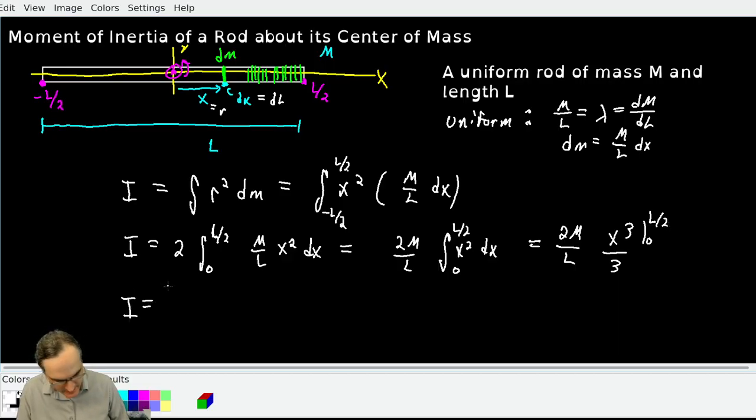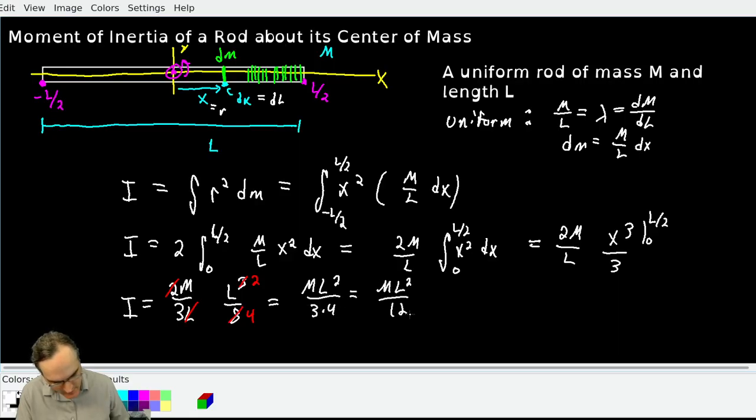All right, so we can't cancel anything in that case, but we can substitute in. Oops, I want to write this as 3L, then we'll have L cubed over 8, because L over 2 cubed, we've got L cubed on the top, we've got 2 cubed on the bottom, and 2 cubed is 8. Now we can do a bit of cancellation. All right, one other thing we can cancel, there's that. So we get ml squared over 3 times 4, which is ml squared over 12. The center of mass moment of inertia of a rod, the minimum moment of inertia, is 1/12 ml squared.